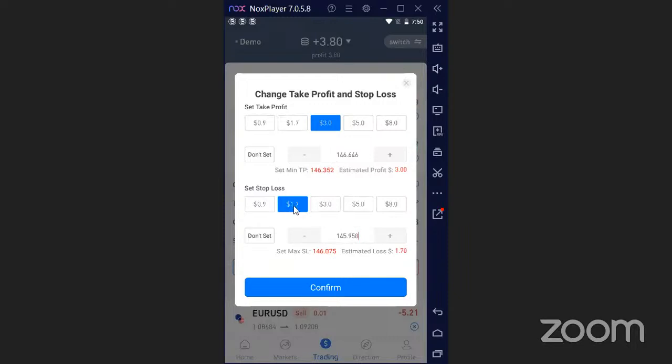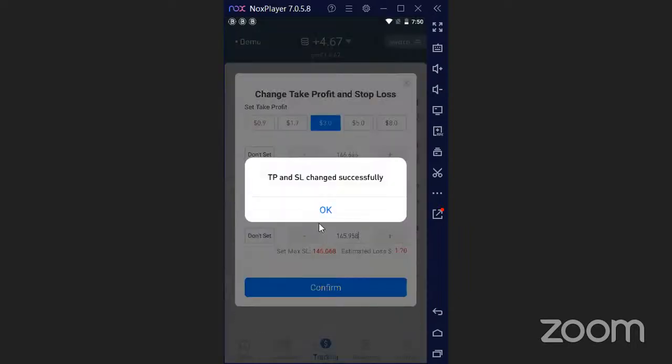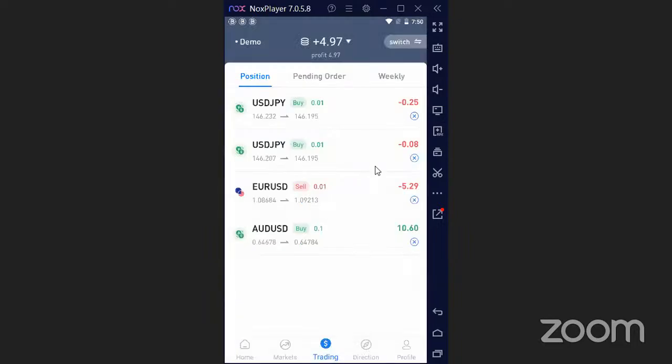Now let's use $1.7 as our stop loss level. So when this market loses up to $1.7, it's going to stop losing, and when we make up to $3 it's going to give us profit. Any of these that happen first is going to close our trade. That's what it basically means. Now click on confirm, and you see TP and SL changed successfully. Then you click on OK. So you see our market is running already.